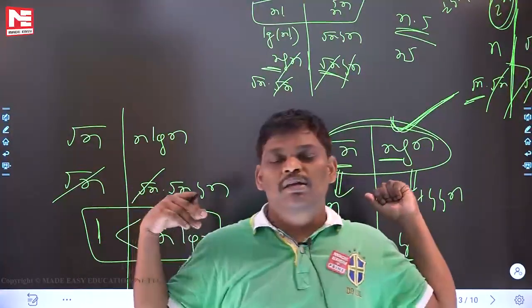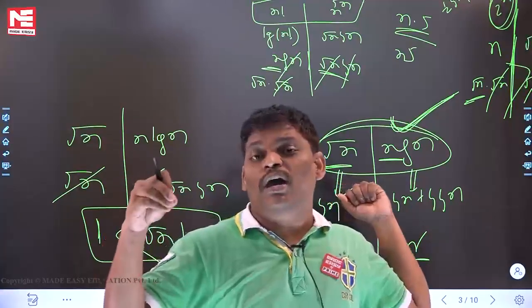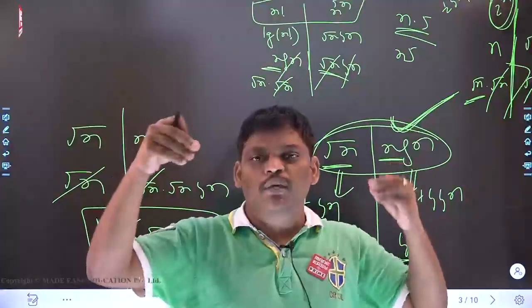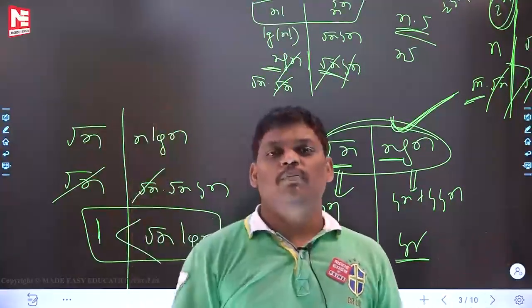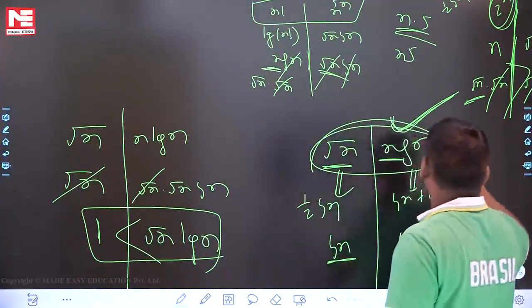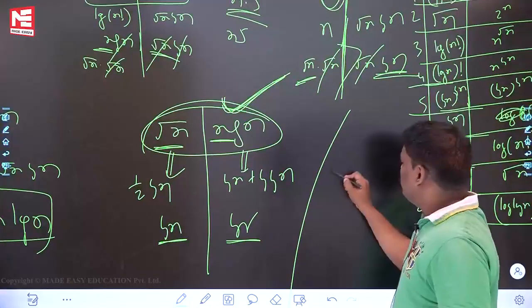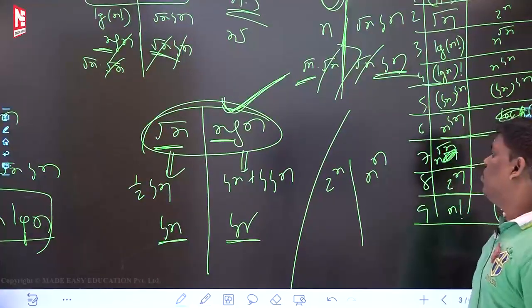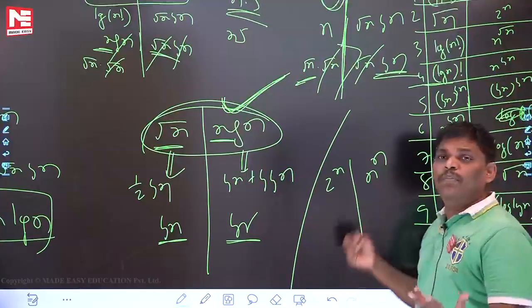Some people are asking, sir, I am unable to write one in terms of another. If you are unable to write, then directly you can apply log. This may be something like this. See this? Something like 2 power n power n. See this one? I cannot write one in terms of another. Then you can apply log directly.